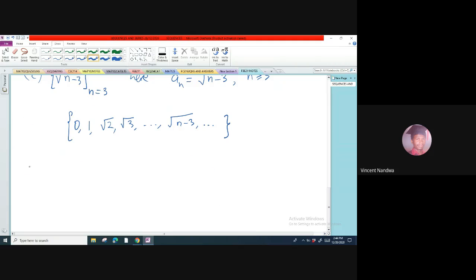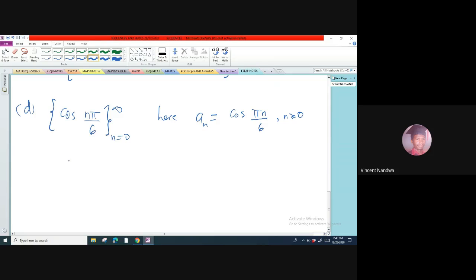And then you can have another example, D, with N starting from 0 to infinity. Here, AN is cos of pi n over 6, where n starts from 0. A few terms are 1, square root of 3 over 2, 0, and then cos of n pi over 6. So those are some of the examples.